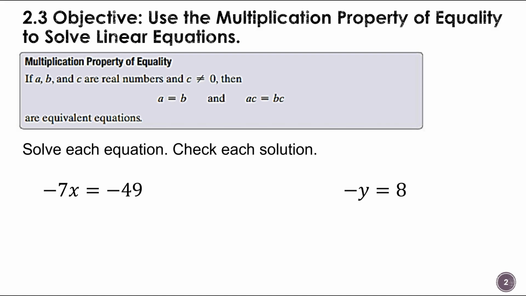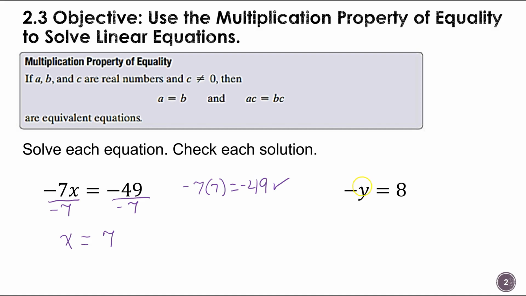On this first equation, negative 7 times x equals negative 49. We're trying to figure out what x would be, and we're going to do that by division. My goal is to get this to be a 1x. If I divide negative 7 by negative 7, that is 1, so that leaves me with 1x equals a positive 7. This one's pretty easy to check. Negative 7 times 7 equals negative 49, and that is true, so it checks.